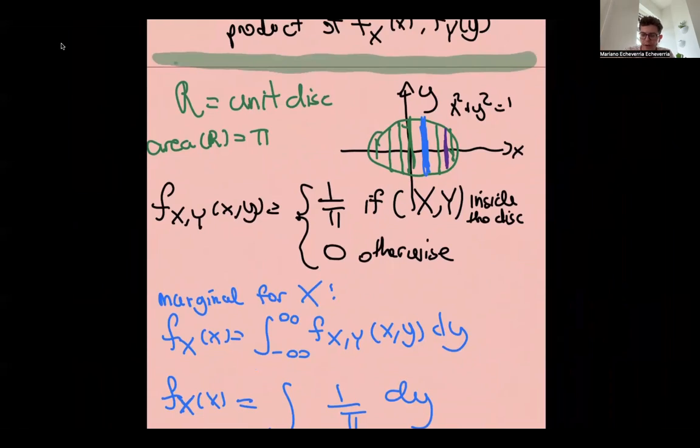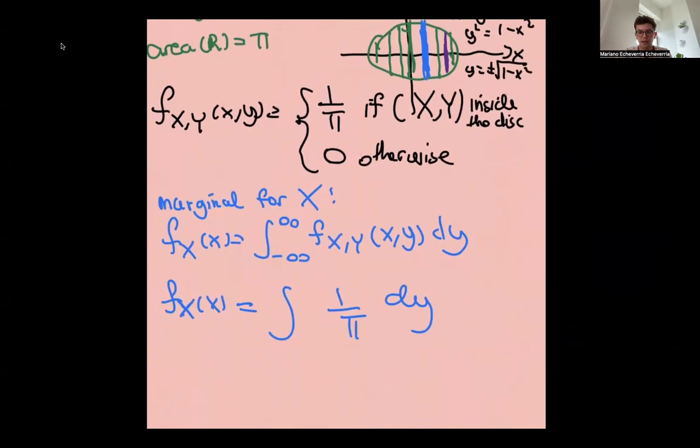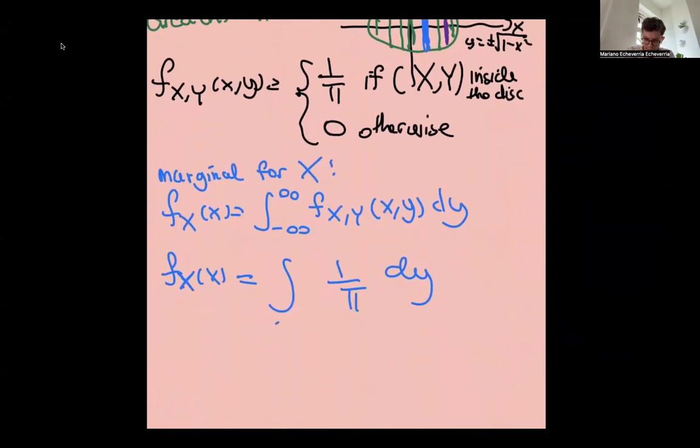There's only one curve here. If you start with the equation for the curve, which is the circle, you can say that y squared is 1 minus x squared. So y is plus or minus the root of 1 minus x squared. So the bounds for y are from y equals minus root of 1 minus x squared to root of 1 minus x squared. Is that making sense?